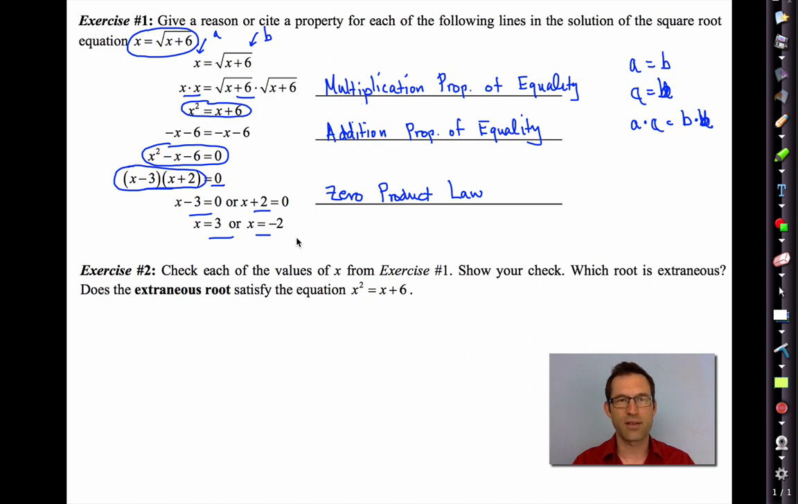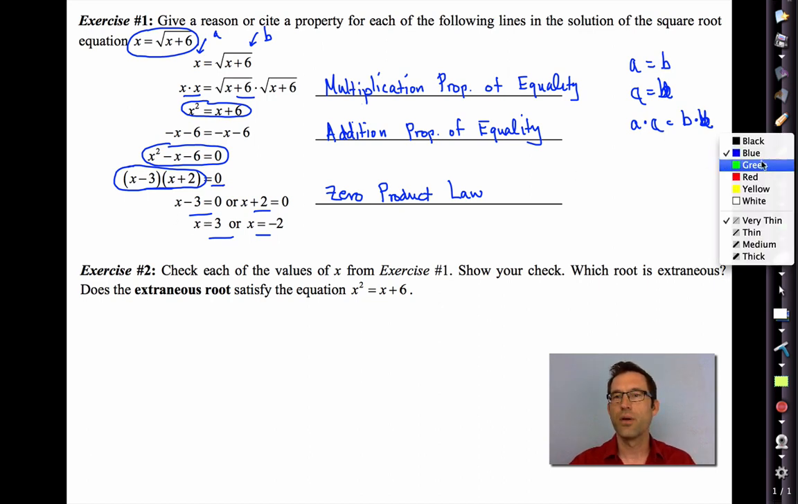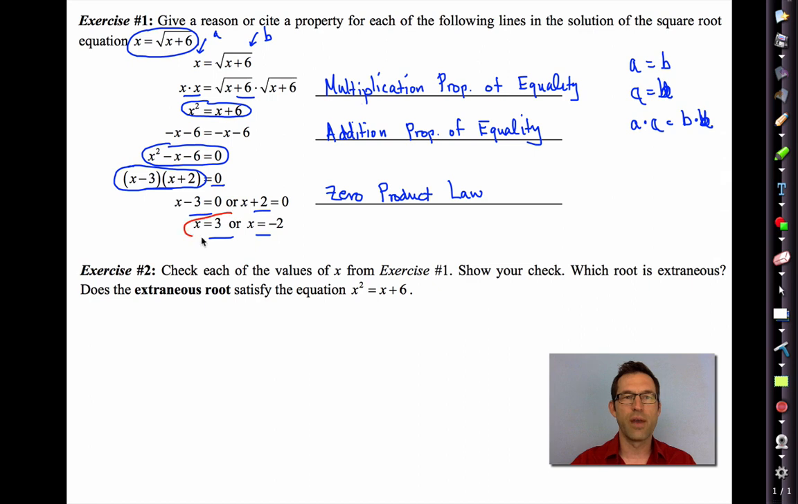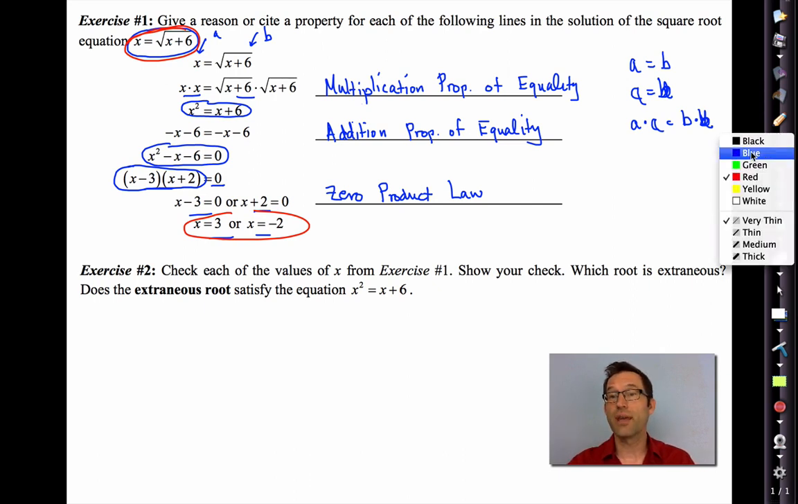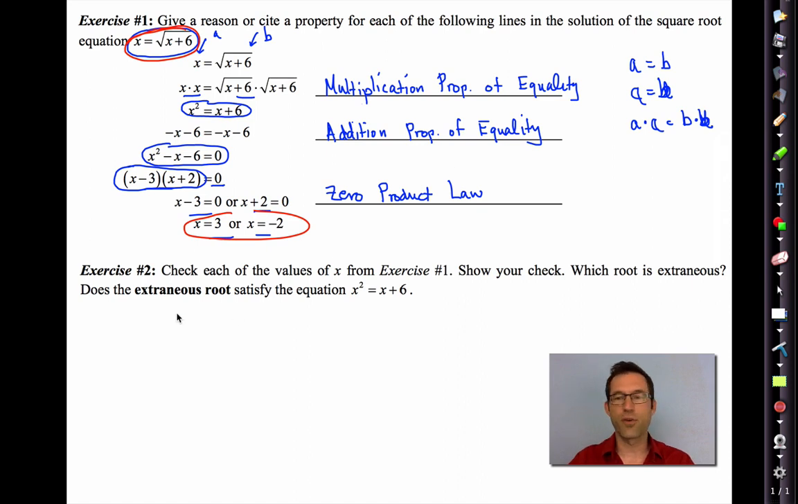It's not correct. Pause the video now and figure out which of these two values of x, circled in red, do not solve this equation, by doing a check. Pause the video now and do that. All right, well, really, we should be able to just check it. So let's check it for a minute.